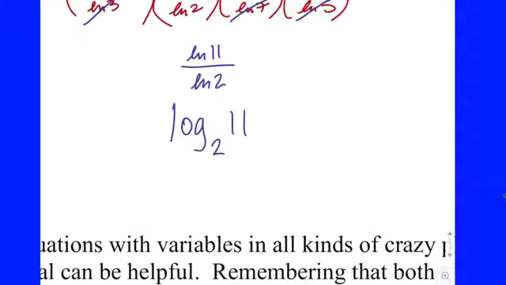Now, is that going to be an integer answer? I don't know. Let's see. 2 to what power is 11? 2 to the first is 2. That's too small. 2 squared is 4, too small. 2 cubed is 8, too small. 2 to the fourth is 16. Too big. So this should be approximately what? 3 point something. Yeah, 3 point something.